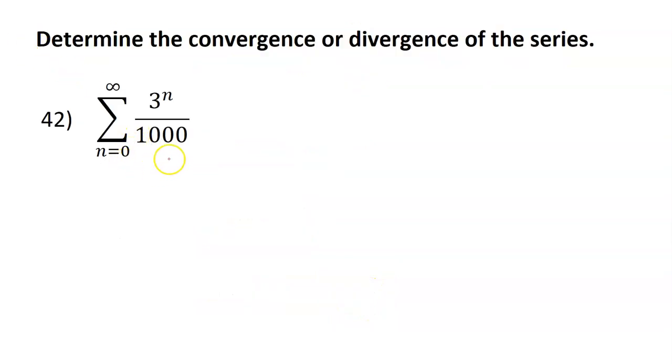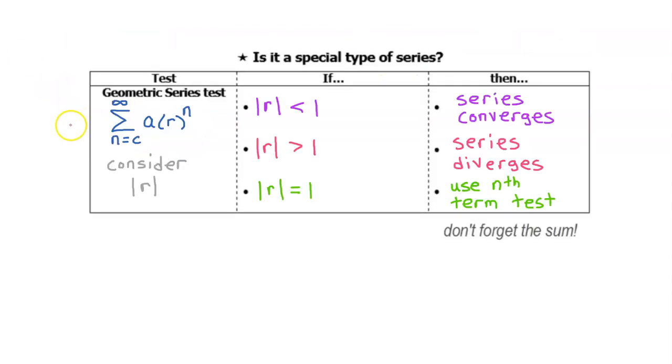For the remaining problems, we need to determine if the infinite series converges or diverges. So far we have learned two tests to help us decide if a series is converging or diverging. If we have an infinite geometric series, we can use the geometric series test. For that, we start by considering the absolute value of r. If the absolute value of r is less than 1, the series converges. If the absolute value of r is greater than 1, the series diverges. If the absolute value of r is equal to 1, then we should use the nth term test, which is the other tool that we've learned.